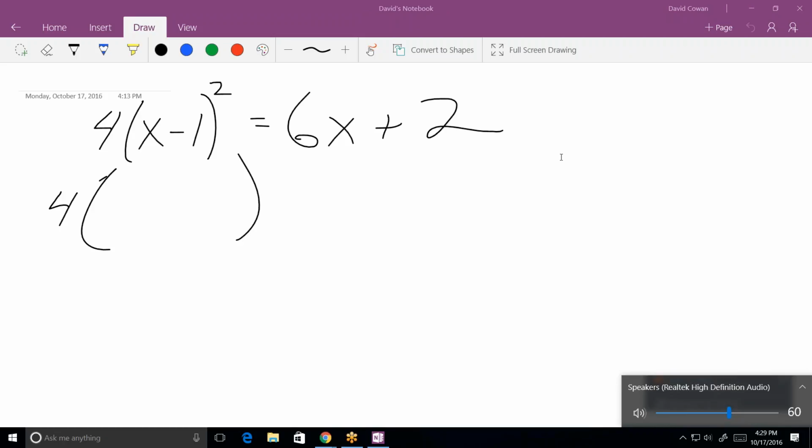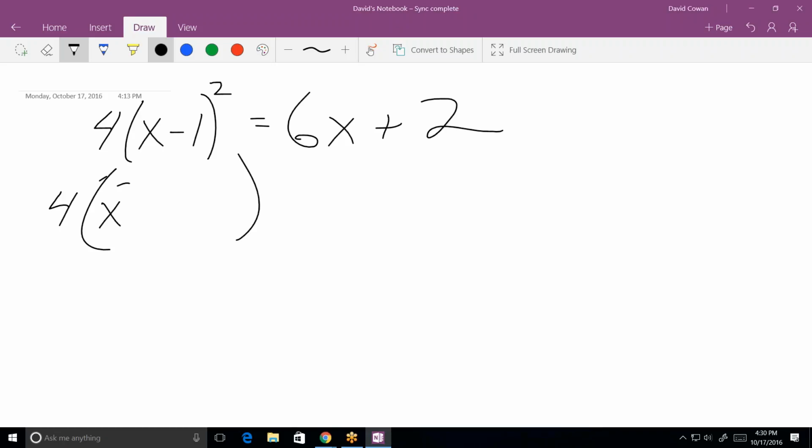All right. So when you expand x minus 1, expand just that part. Don't incorporate the 4 yet. Okay. So what do you get? X squared minus x.